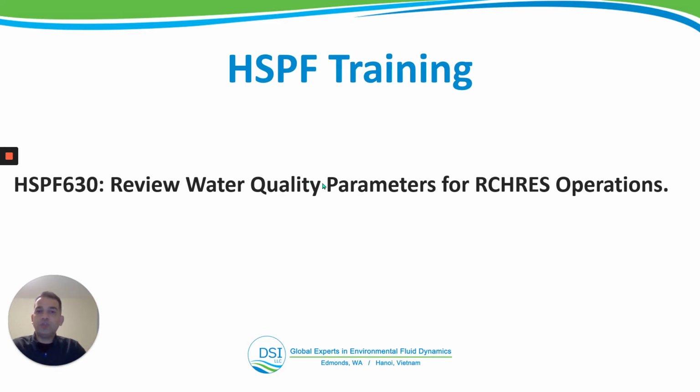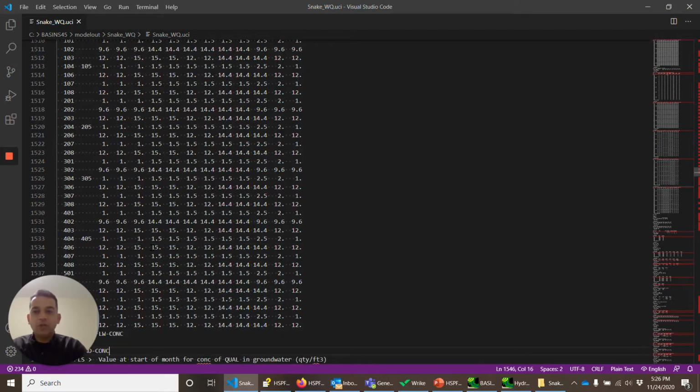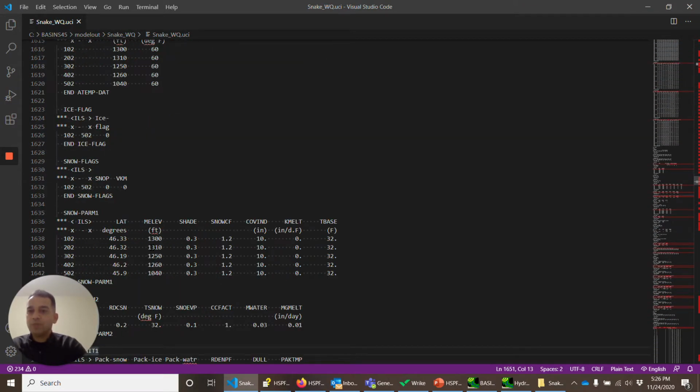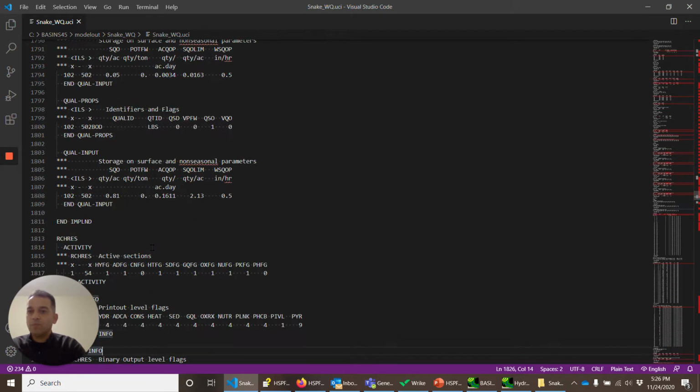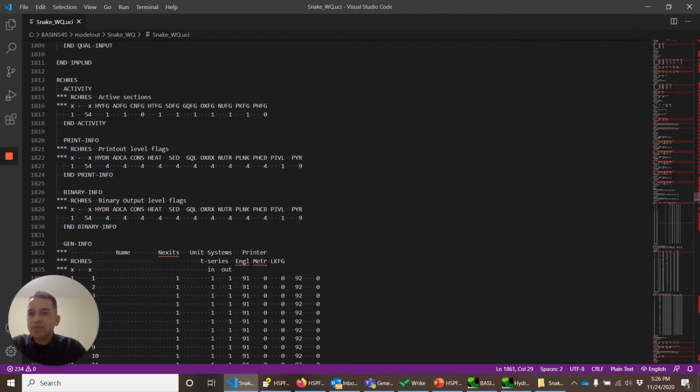So let's continue where we left off last time, and we'll go directly to the RCHRES parameters. For RCHRES, if you see the activity sections: hydraulics, advection, heat, sediment, general quality (fecal coliform is general quality), oxygen, nutrients, and plankton, which means the biochemical transformation, eutrophication, chlorophyll A, those kinds of things.